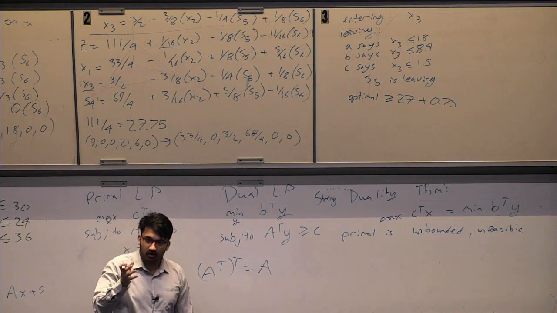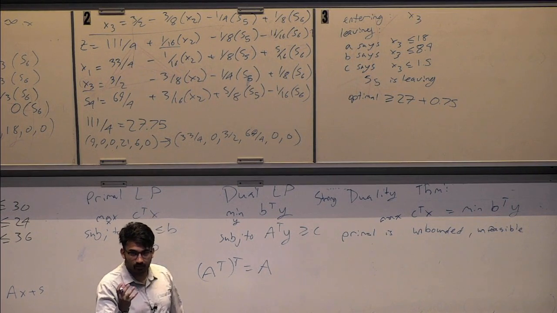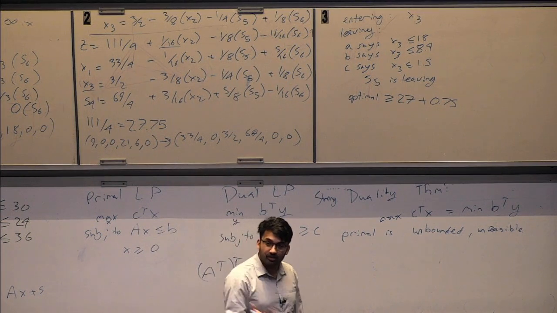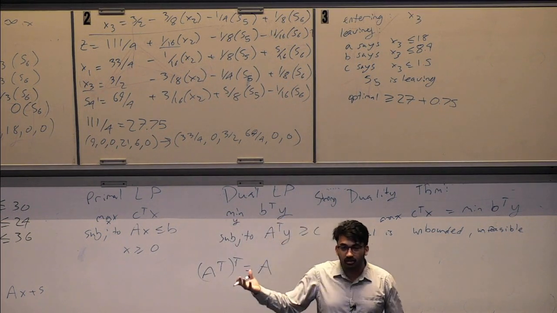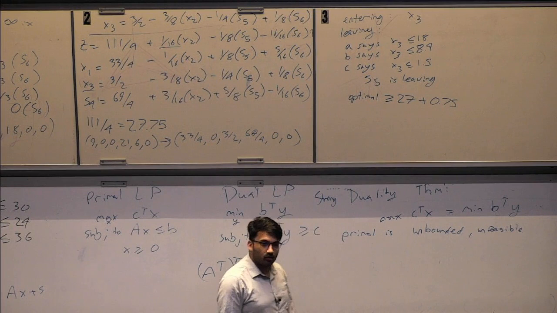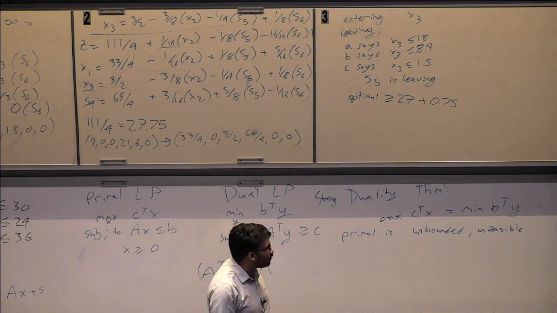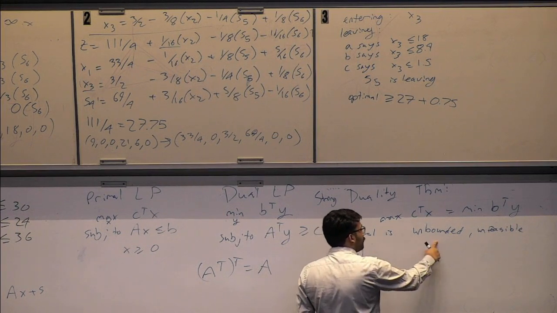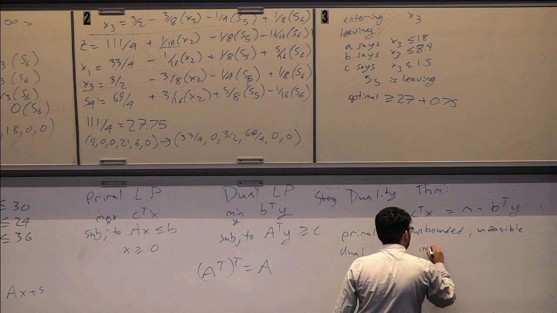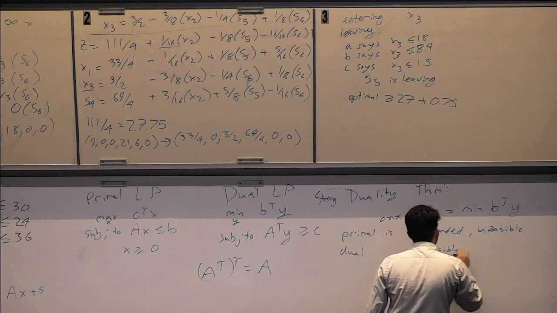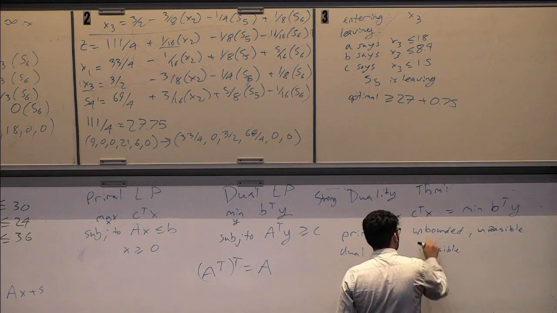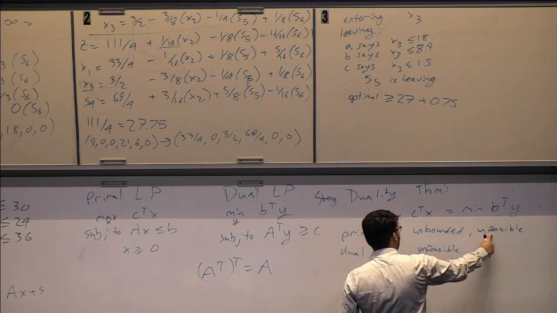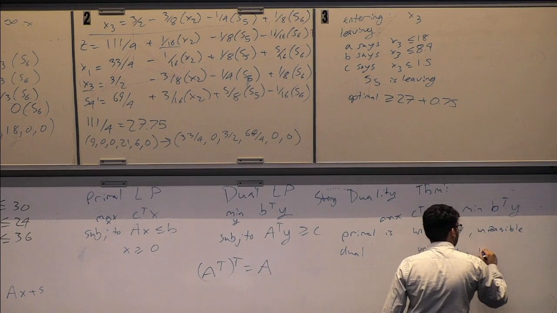Here's the proof. Assume to the contrary that the primal was infeasible or unbounded, and the dual had a solution. The dual of the dual then should have a solution, but the dual of the dual is the original, which was infeasible. Contradiction, right? In fact, you get even something more interesting than this. If the primal is unbounded, then the dual is infeasible. And if the primal is infeasible, then the dual is unbounded.